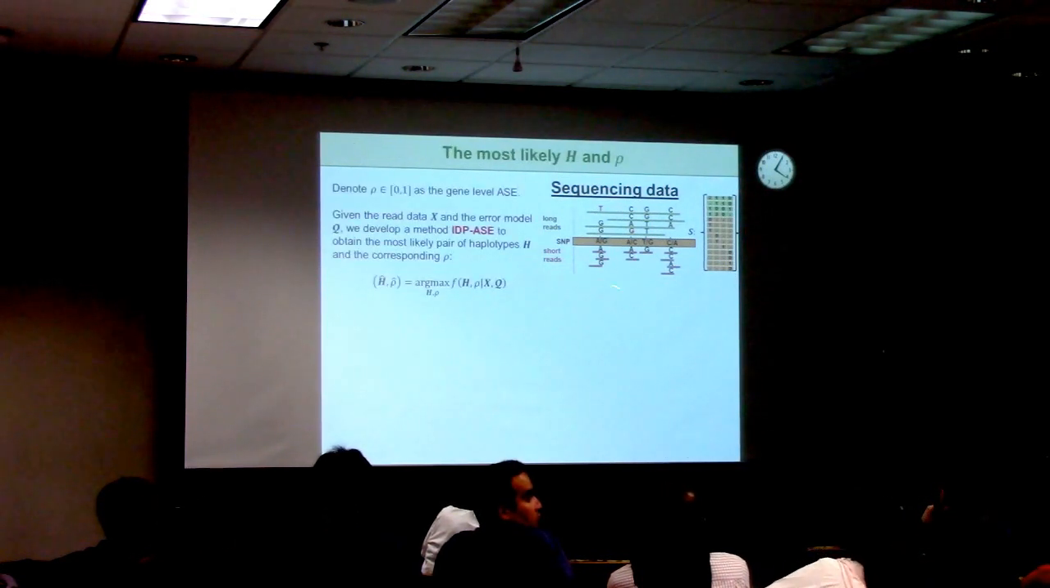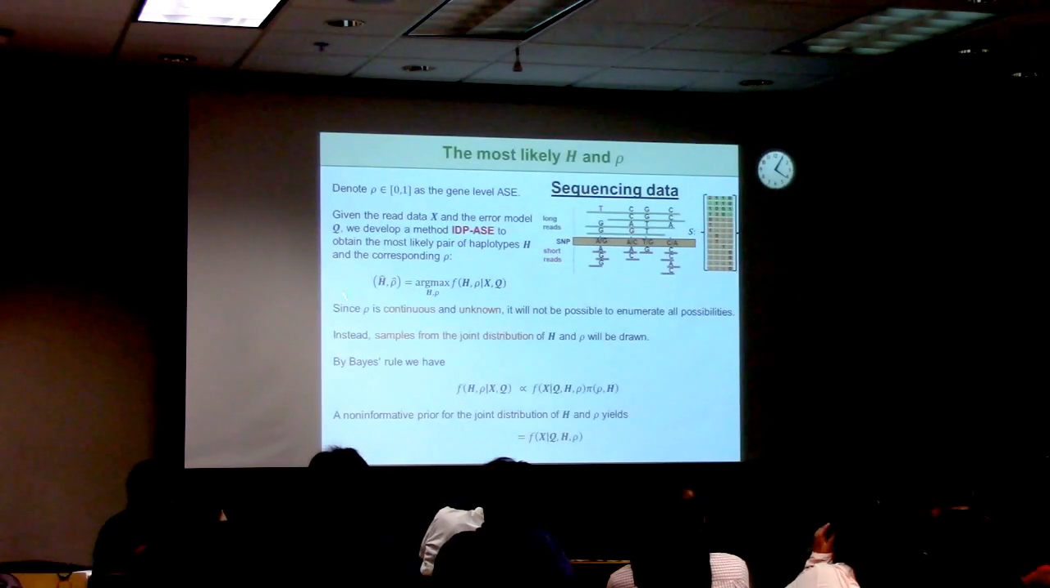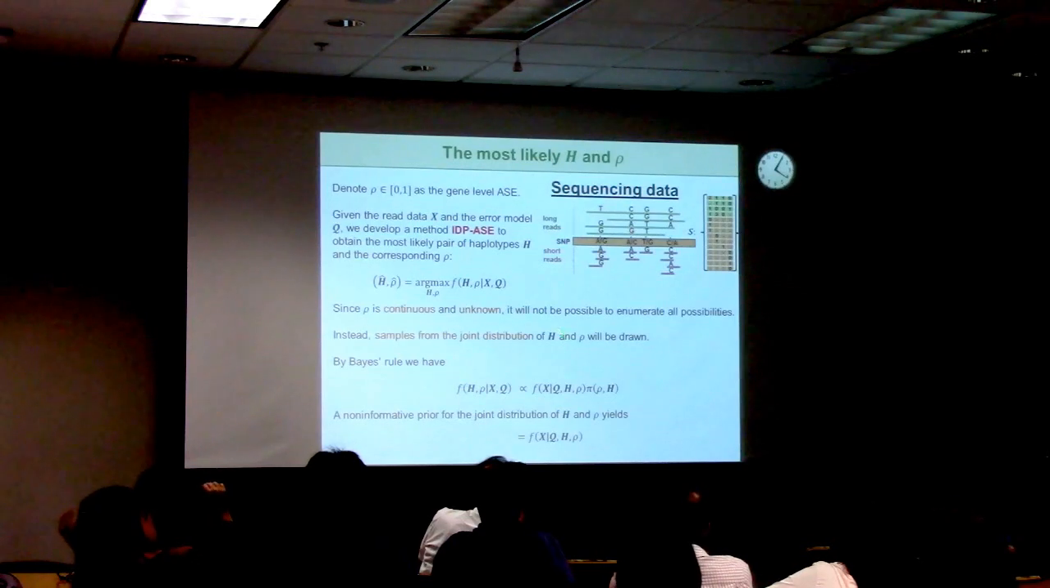To do that, we developed IDP-ASE. We want to reconstruct the most likely pair of haplotypes H and also rho. You want to estimate rho and reconstruct H. Unfortunately, rho is continuous and unknown, so you cannot enumerate all the possibilities. Even if you wanted to, you would have a lot of possibilities. But we can draw samples from the joint distribution of H and rho.